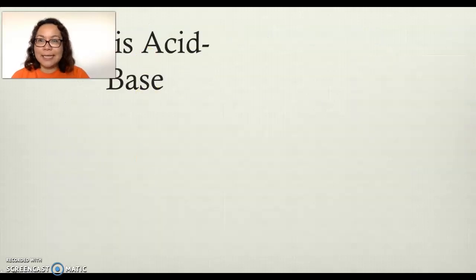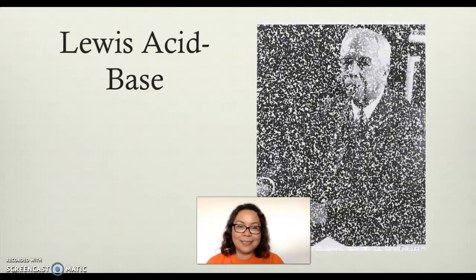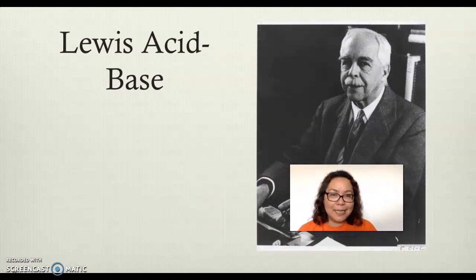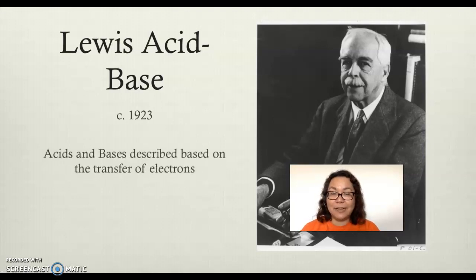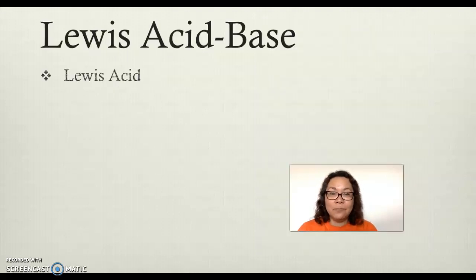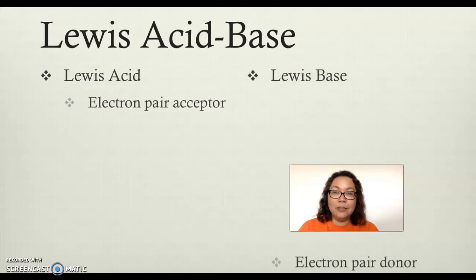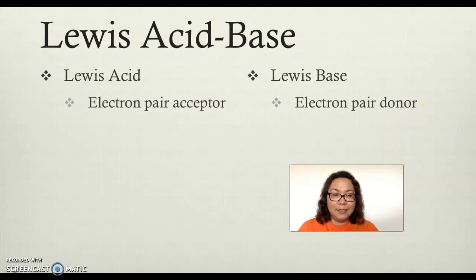And then the next one is the Lewis acid base. Lewis acid base, right here, Gilbert Lewis, the father of covalent bonds, also at around 1923. So instead of talking about hydrogens, protons, and also hydroxides, this time he describes acids and bases as the ones that will receive electrons or give electrons. It's based on the transfer of electrons. So a Lewis acid will accept an electron pair. A Lewis base will donate an electron pair.